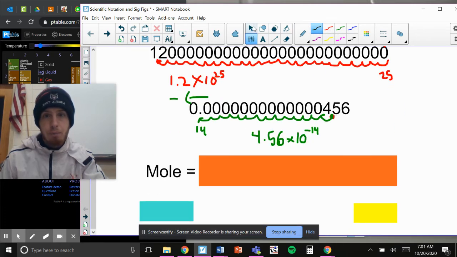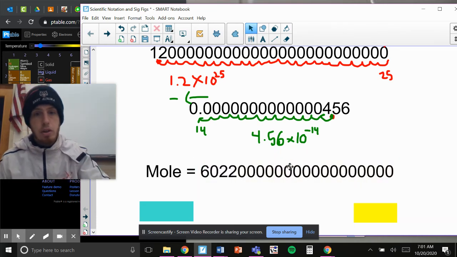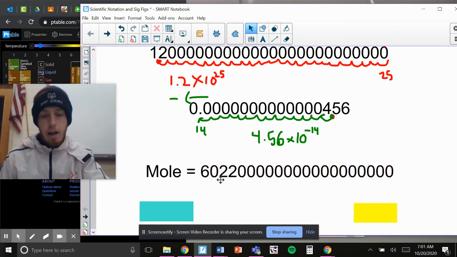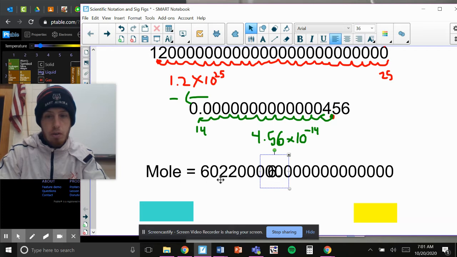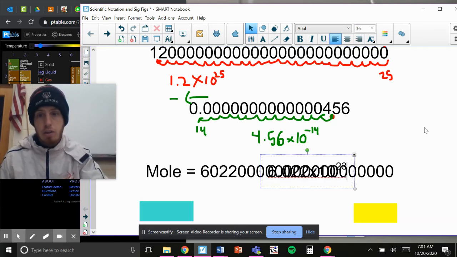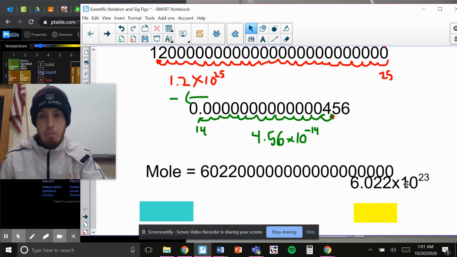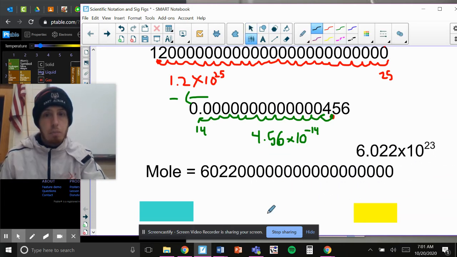For example, in chemistry, we use something called the mole. And I have to know that this is 6.022 times 10 to the 23rd. Again, I don't want to write this thing out. That'd be no fun at all.